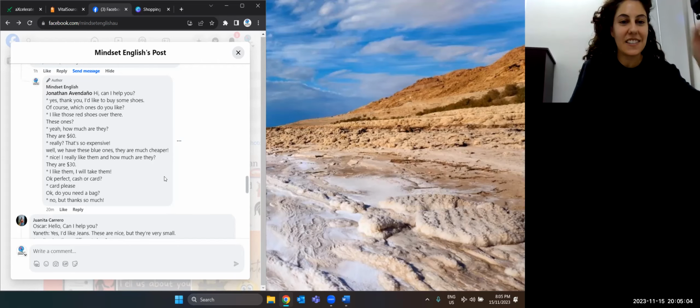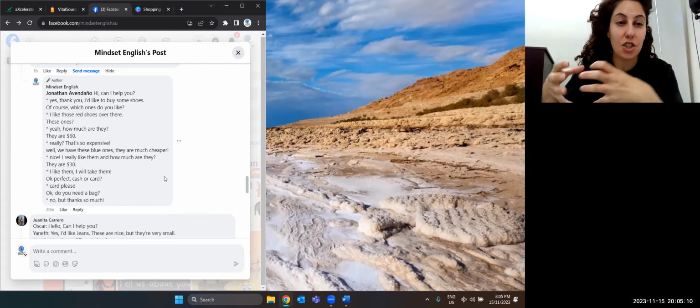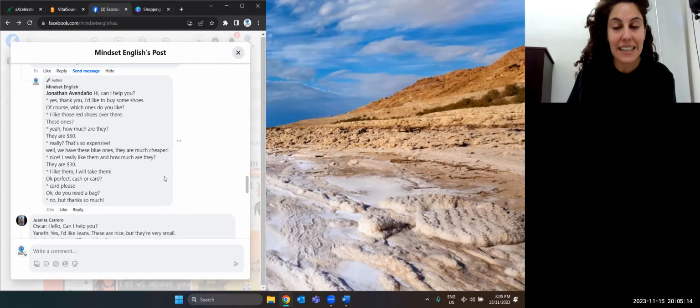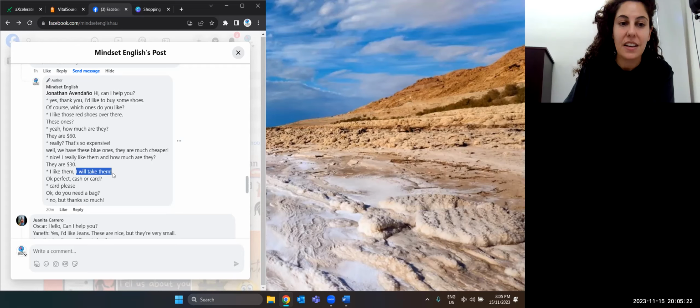What I liked about the conversation was that they were getting the plural correct. So yes, it is shoes, so that means we need to make it the plural. I like these ones, even though it's just one, because shoes is a plural word. And I like this phrase here. We usually say, I'll take them. That means, okay, I want it. I will take it. So that's a very common phrase.